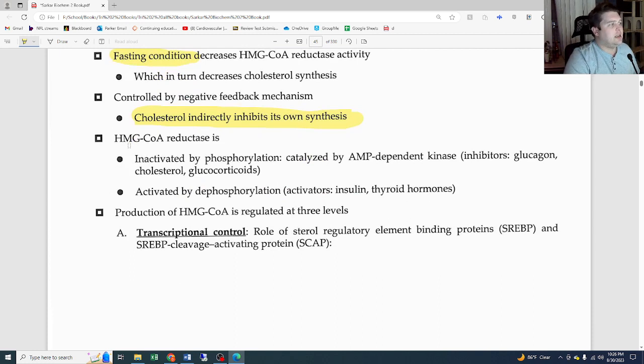HMG-CoA reductase is inactivated by phosphorylation, which is catalyzed by AMP-dependent kinase. So certain things such as glucagon, cholesterol, or glucocorticoids will shut it off. It is activated by dephosphorylation, through the activators insulin and thyroid hormones. And remember, thyroid hormones help control our metabolism as well as our heat production and a couple of other roles in the body.